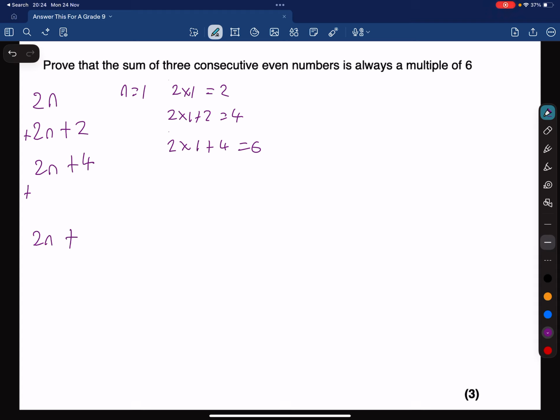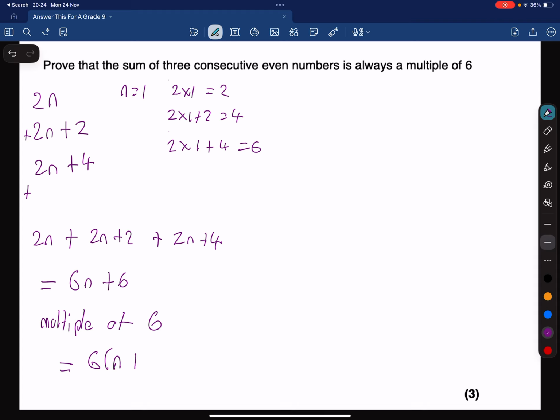So 2n plus 2n plus 2 plus 2n plus 4. That is equal to 2n plus 2n plus 2n, which is 6n, plus 2 plus 4, which is 6. If it is a multiple of 6, then what we do is we factor out 6, because then every single term is a multiple of 6. So therefore the whole sum would always be a multiple of 6. So this is equal to 6 times, 6n divided by 6 is just n, plus 6 divided by 6 is just 1.